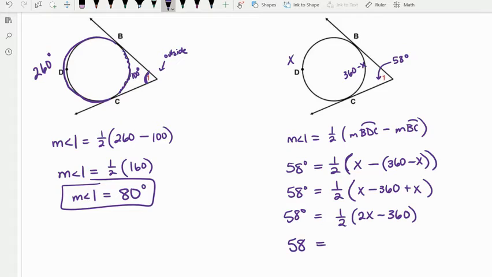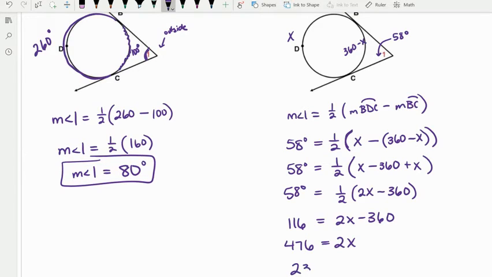And then you could either, let's see, I'm going to multiply both sides by 2 instead of distributing the 1/2. That sounds easier. So 58 times 2, that's 116, and then 2x minus 360. I'll add over my 360, which gets me 476 equals 2x. All right, and then our 476 divided by 2 would mean that's 238 equals x.